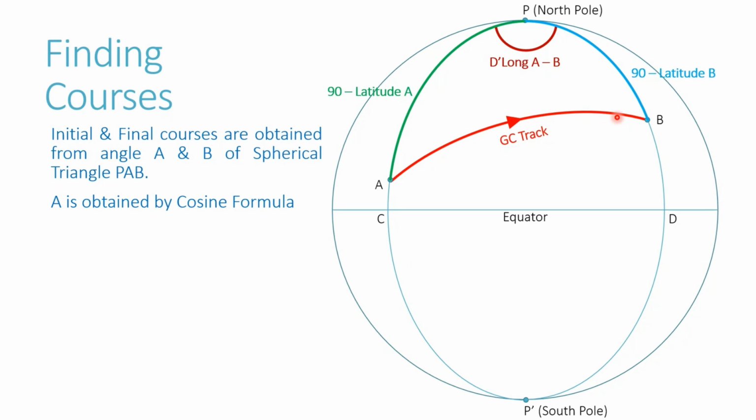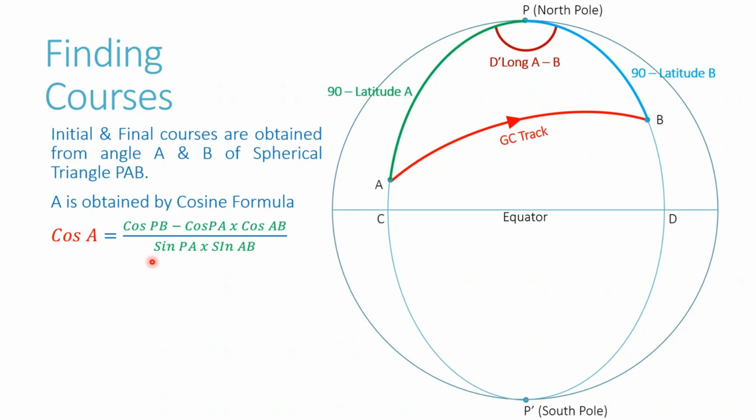So let's apply the cosine formula to angle A. Cos of angle A is equal to cos of PB. You see PB is the opposite side to angle A, minus cos of PA. PA is the adjacent side to angle A, into cos of AB. AB is the adjacent side again to angle A, whole divided by sine of PA into sine of AB.